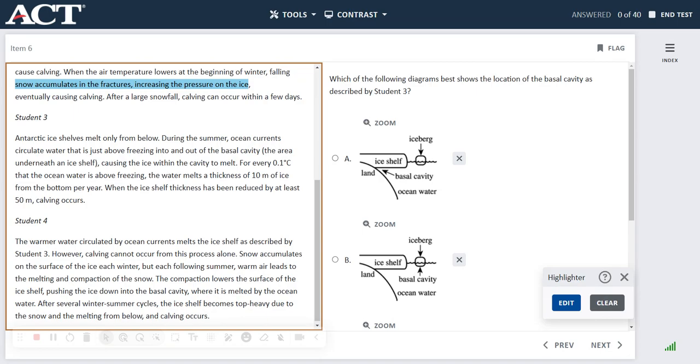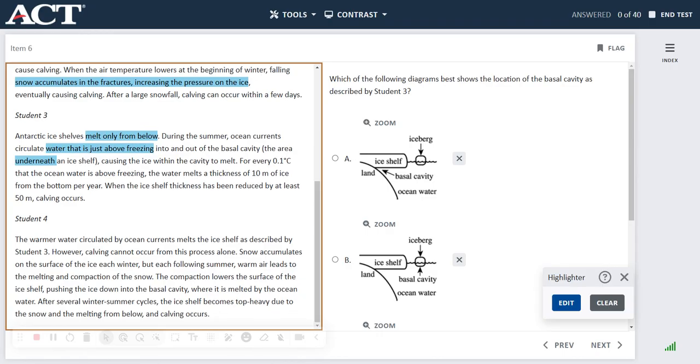Student 3: Antarctic shelves melt only from below. Okay, that's different than student 1 and 2. During the summer, ocean currents circulate water that is above freezing into and out of the basal cavity, the area underneath the shelf, causing the shelf to melt. For every 0.1 Celsius the ocean water is above freezing, the water melts a thickness of 10 meters. I may need to know that, but I'm not going to mark it. I just want to know the reason: melting from below by warmer water.